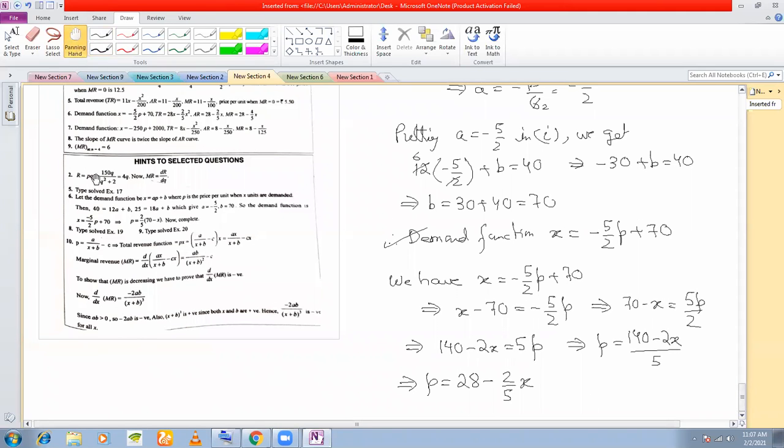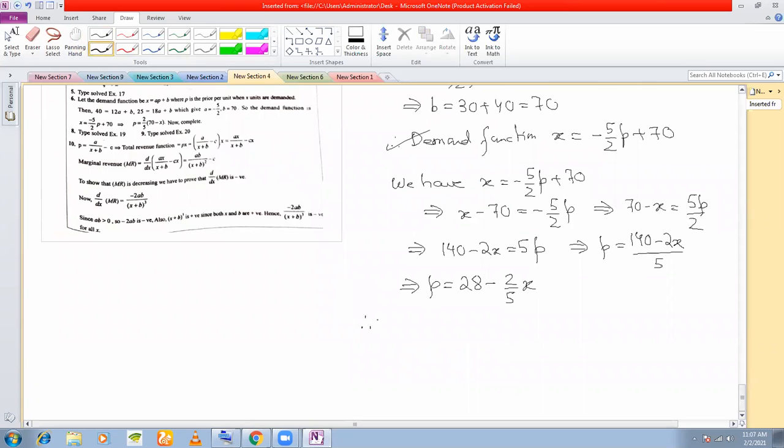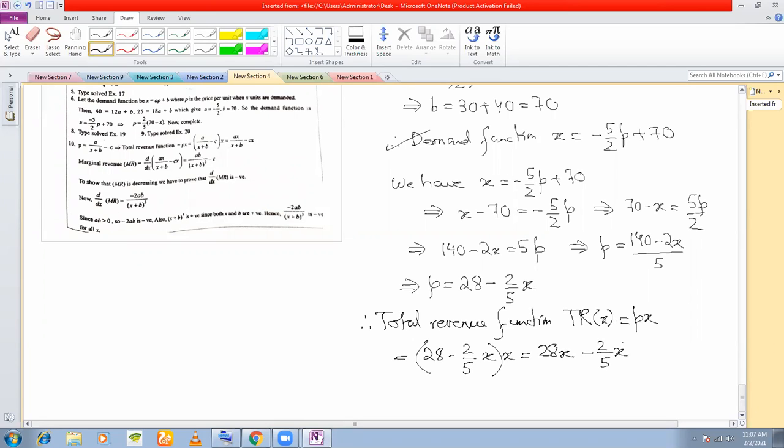So what should be the total revenue function? P into x. Therefore, the total revenue function TR(x) is equal to p into x, which is equal to 28 minus 2 by 5 x, whole into x, which is 28x minus 2 by 5 x square. Okay, this is the total revenue function. Next question is, find the average revenue function and the marginal revenue function.